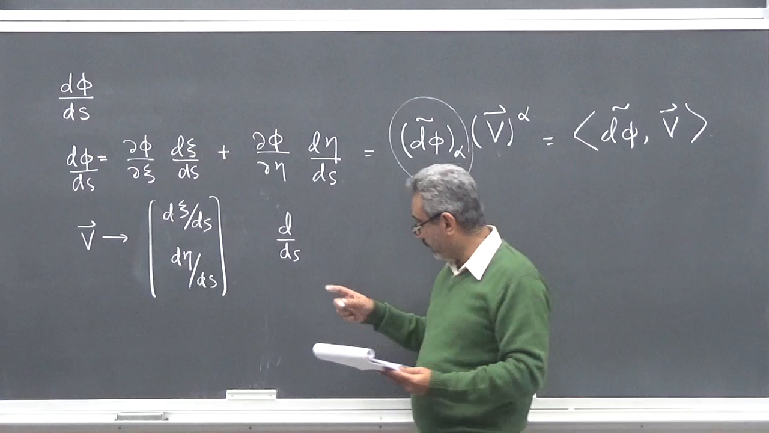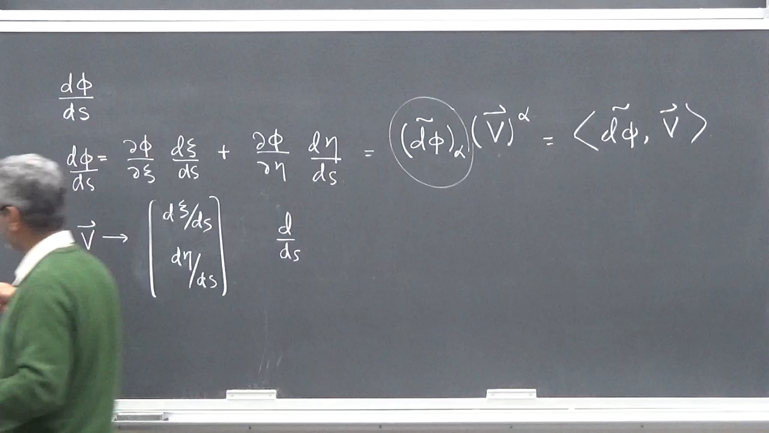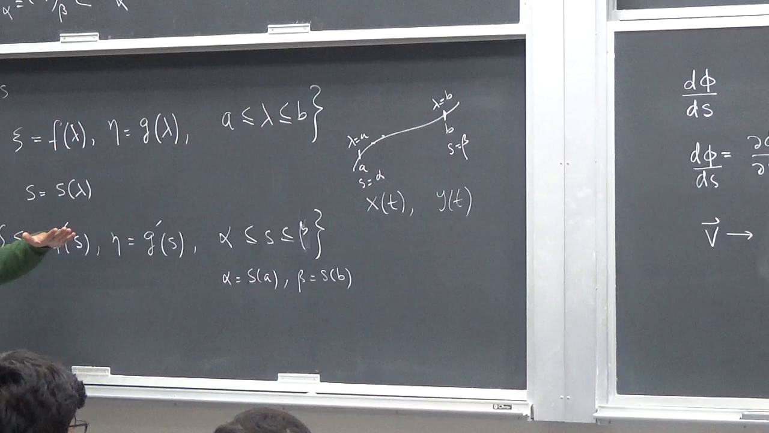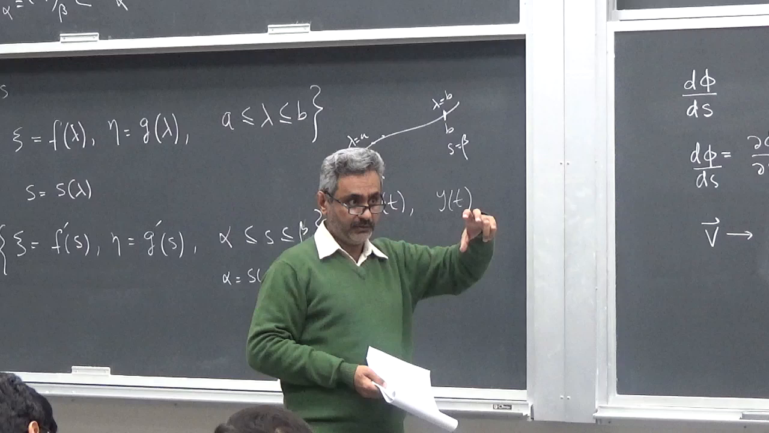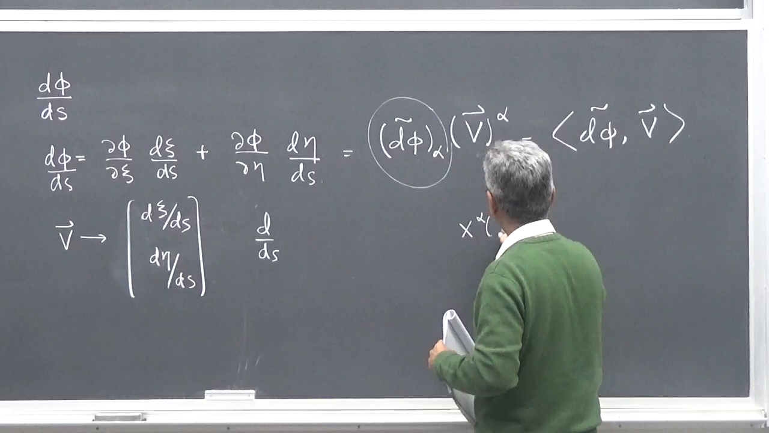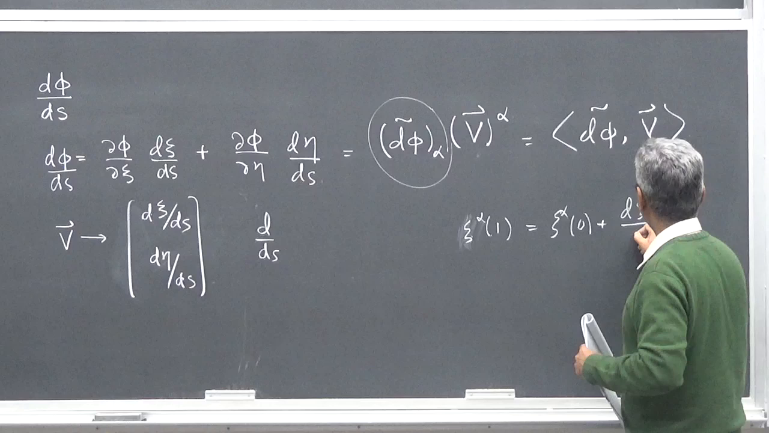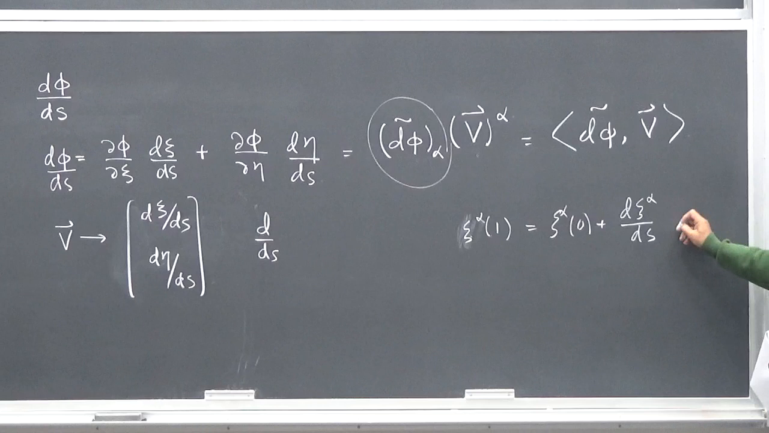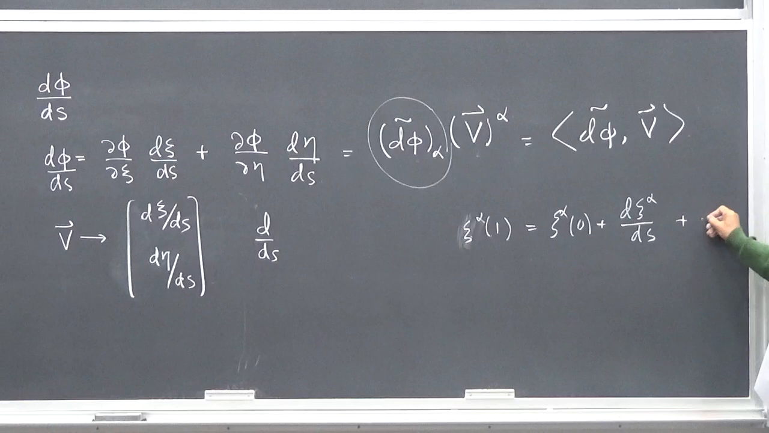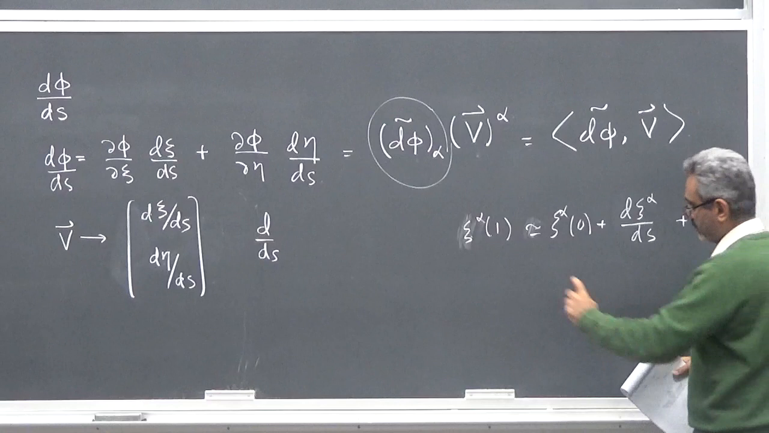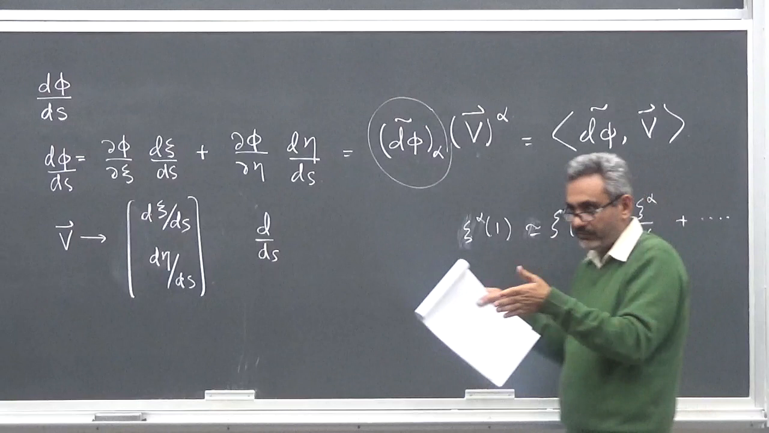So by the way, what is this vector? This vector is a tangent. But all possible different parameterizations will give you all possible tangents, which are just parallel to each other but of different lengths. So for example, if you're at x alpha 1, you can write this as x alpha 0 plus dx by ds, which is 1 minus 0 is 1, plus higher order terms. So this would be approximately true. This thing is just the difference between these two coordinates, and it goes from 1 to 0. If you change the parameterization, the length of the vector is just going to change.